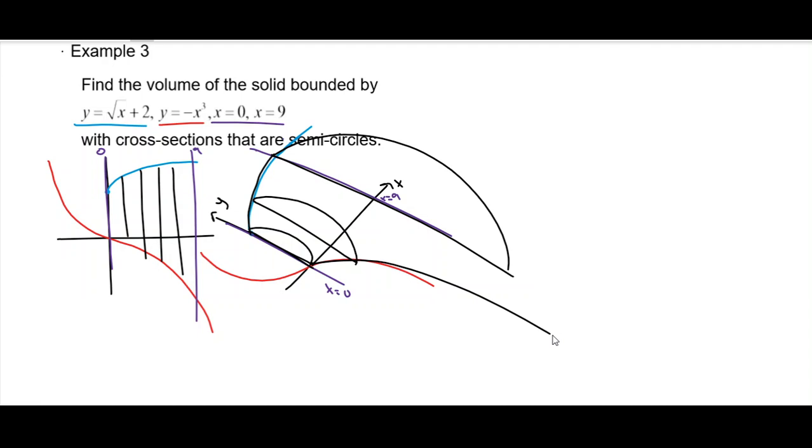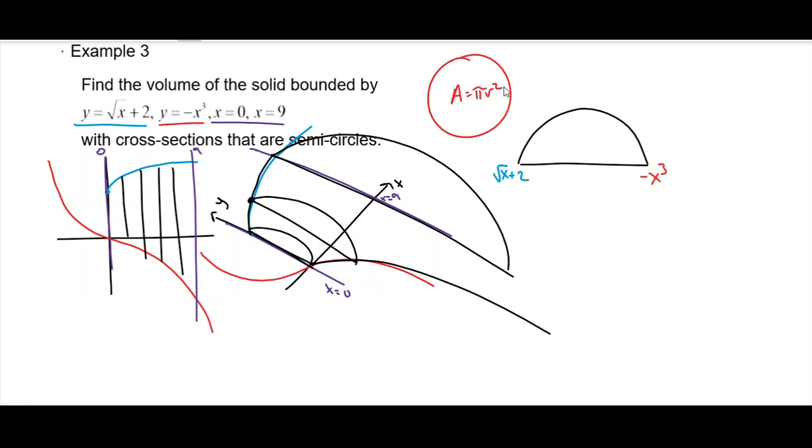So we have our shape here, this semicircle. It looks something like this, okay? And the base of that semicircle has these as our points. We have this over here, which is defined by the square root of x plus 2, and then we have the other one down here, which is defined by negative x cubed. Now, how do we calculate the area of a semicircle? Well, it's just half a circle. A circle's area is pi r squared, so a semicircle would be 1/2 pi r squared.